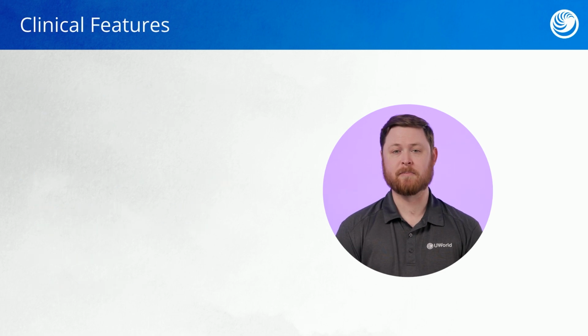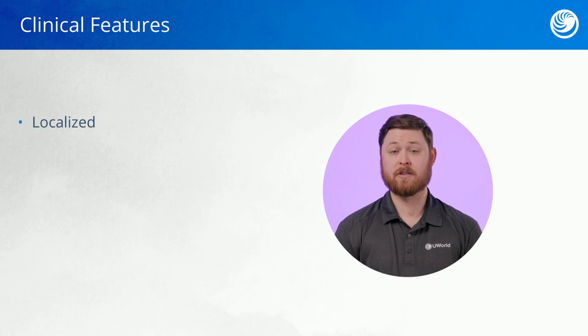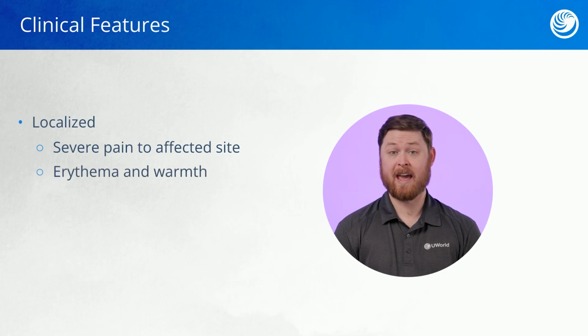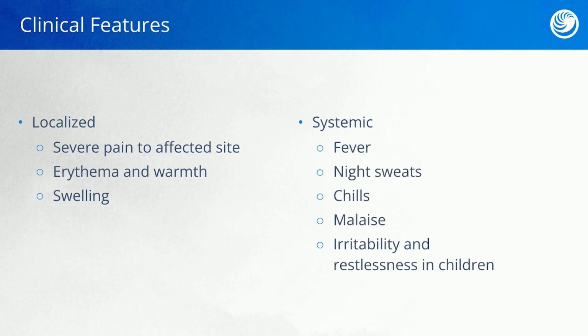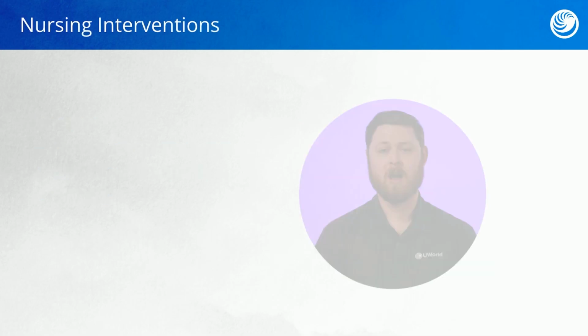Clinical features are similar to other types of infection and include localized symptoms such as severe pain to the affected site, erythema and warmth, and swelling due to a localized immune response. Systemic symptoms include fever, night sweats, chills, malaise, and irritability and restlessness, which is common in children.